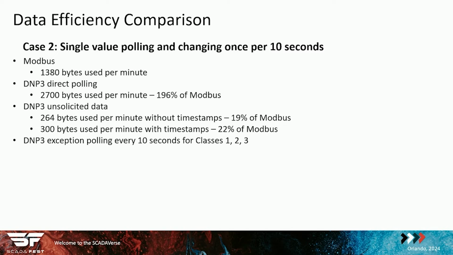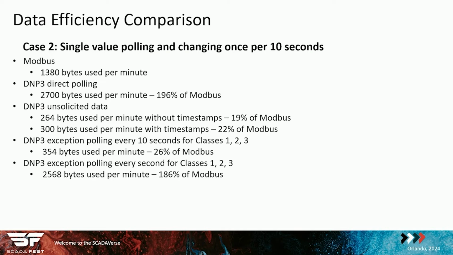So yeah, 19, 22%. Exception polling is still 26% of Modbus when we're doing it every 10 seconds. When we do it every second, it's still 186%. Sparkplug B starts climbing up as well, 32% of Modbus now. So as you can see, these percentages for the report by exception are starting to grow. We're still at DNP3 unsolicited being the least amount of data for a single data point, and DNP3 direct polling still being the most, but we're starting to see some convergence.